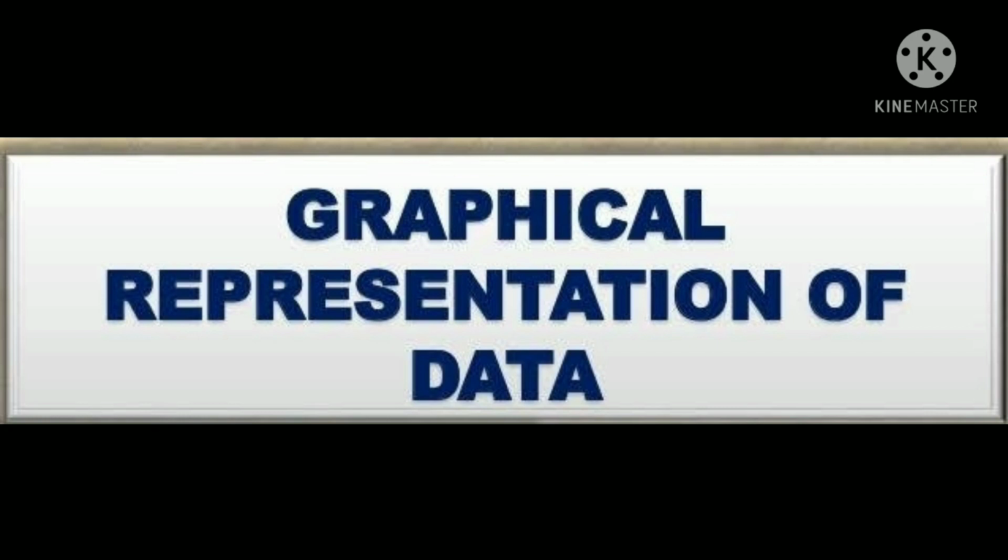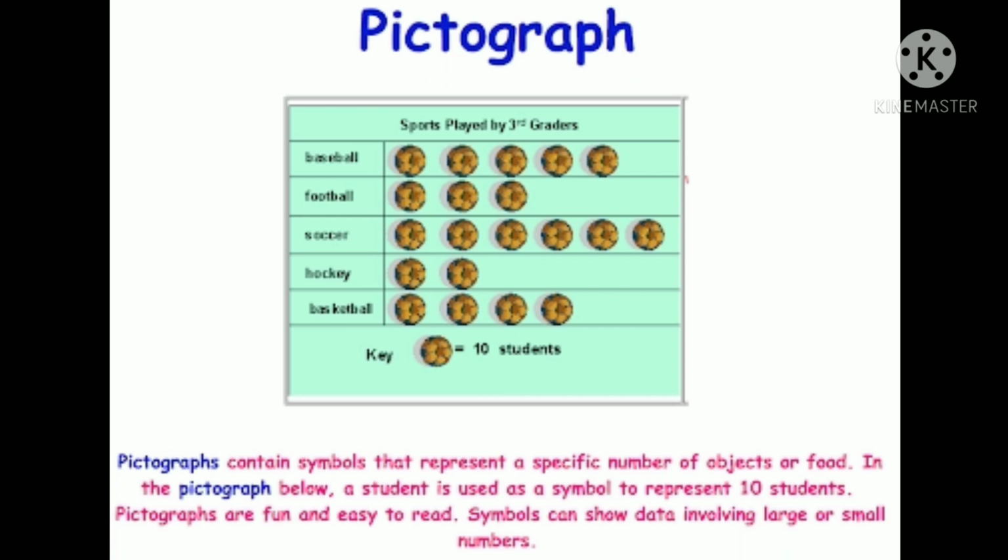New chapter, graphical representation of data. In this chapter we are going to learn how to represent data using graphs. We know the types: pictographs, bar graphs, pie graphs, and line graphs. Using pictographs means using pictures we can represent data. Any related symbols we can use and represent data in a pictograph.